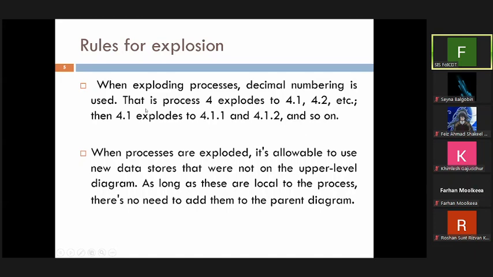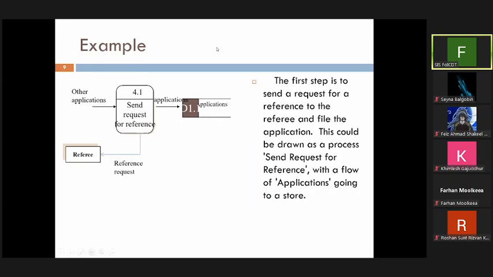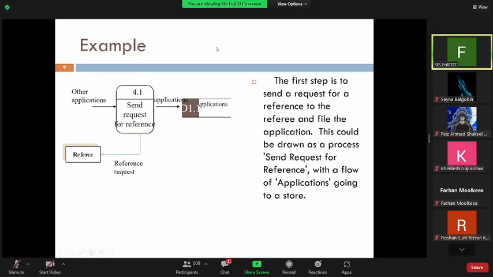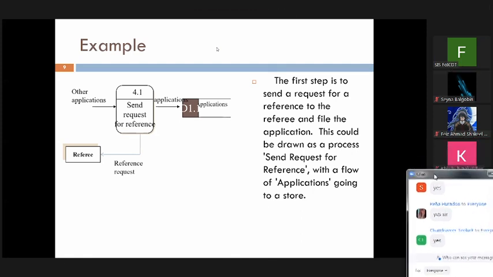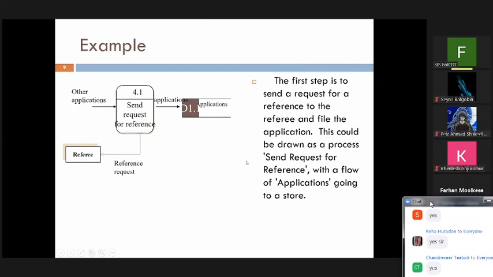Is it okay? Any question till now? Can you follow? Yes, no? Yes. Yes. Okay, good. Yes. Okay, so let's proceed.